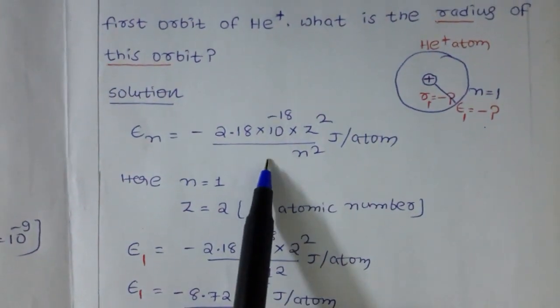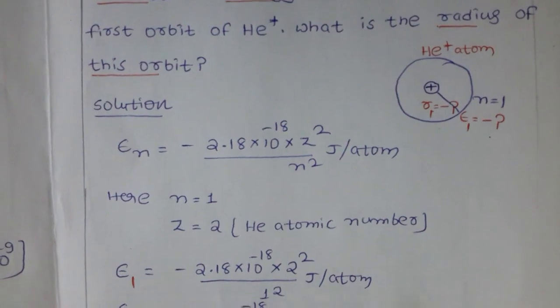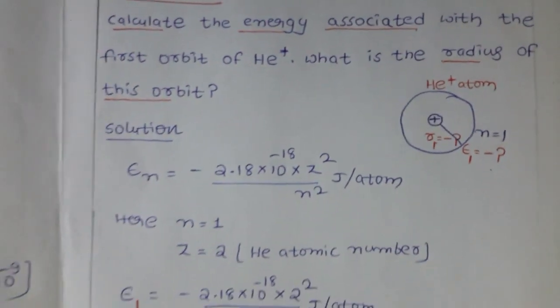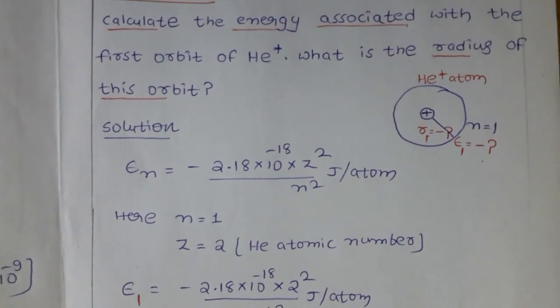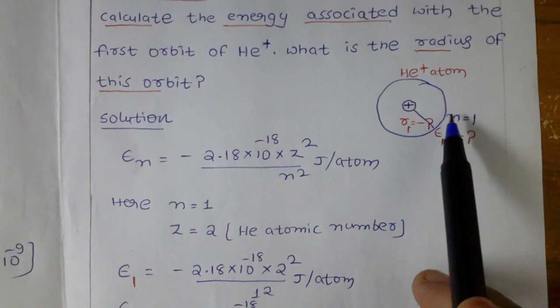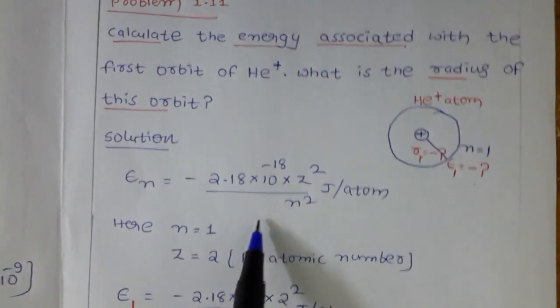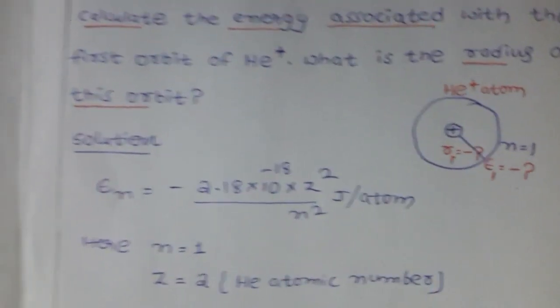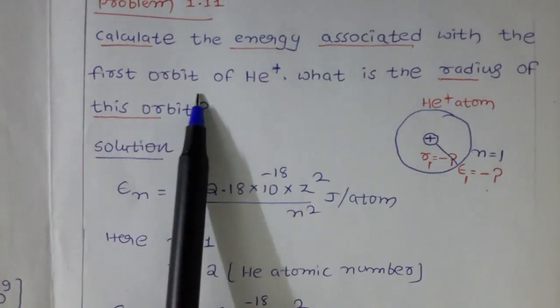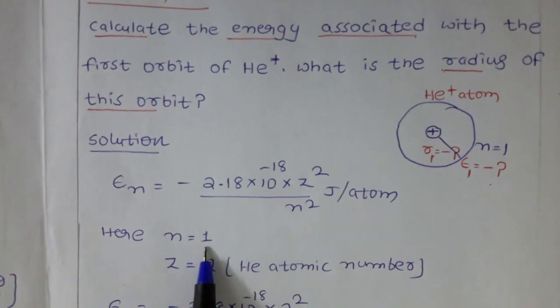Now you can understand why he gave the two problems. If you want to calculate the energy difference when electronic transitions take place, you have to use that formula. But if you want to calculate the energy of a particular orbit, you have to use this expression. Now, what are they asking? They are asking about the first orbit, meaning I am taking the n value as 1.